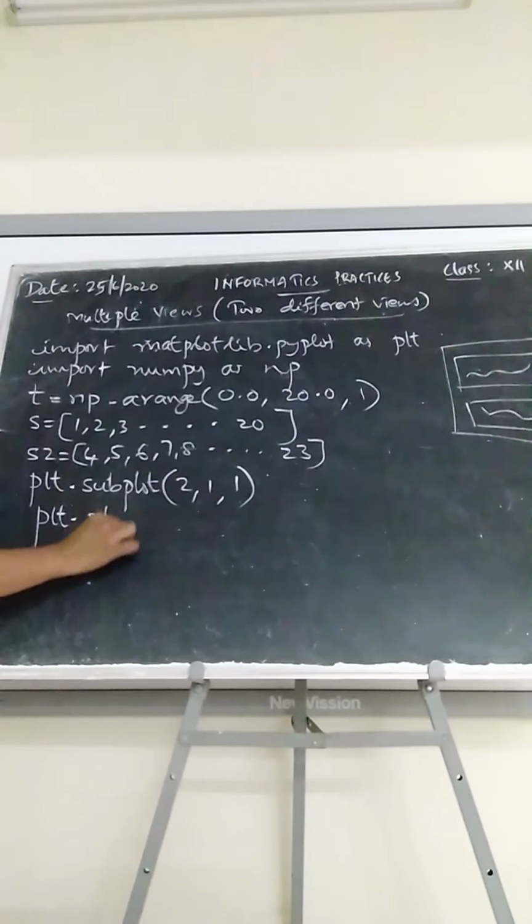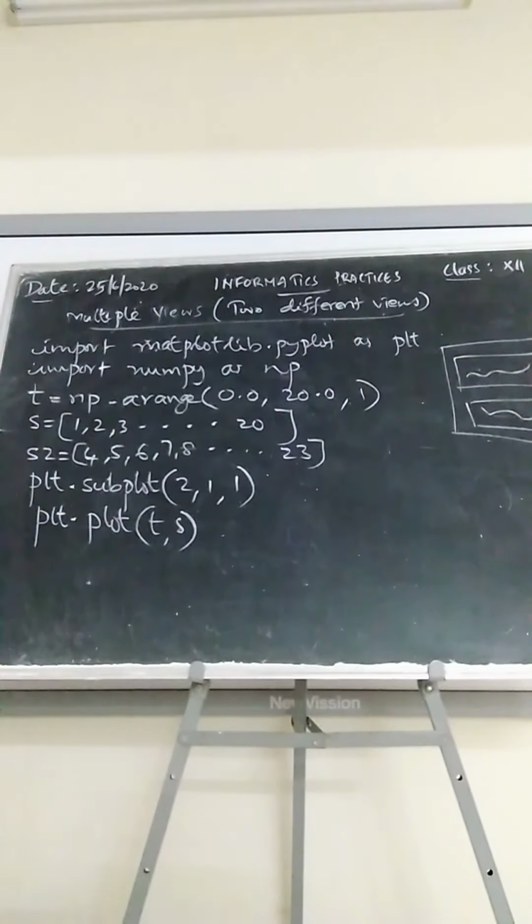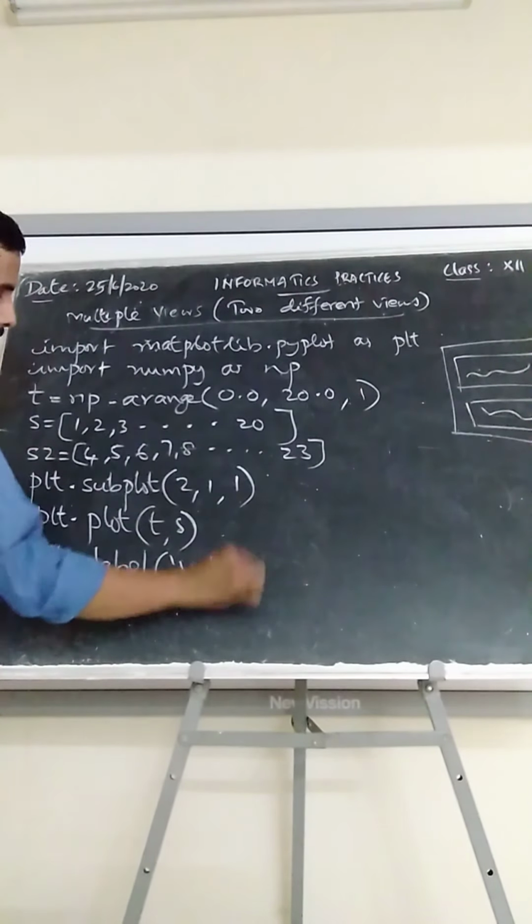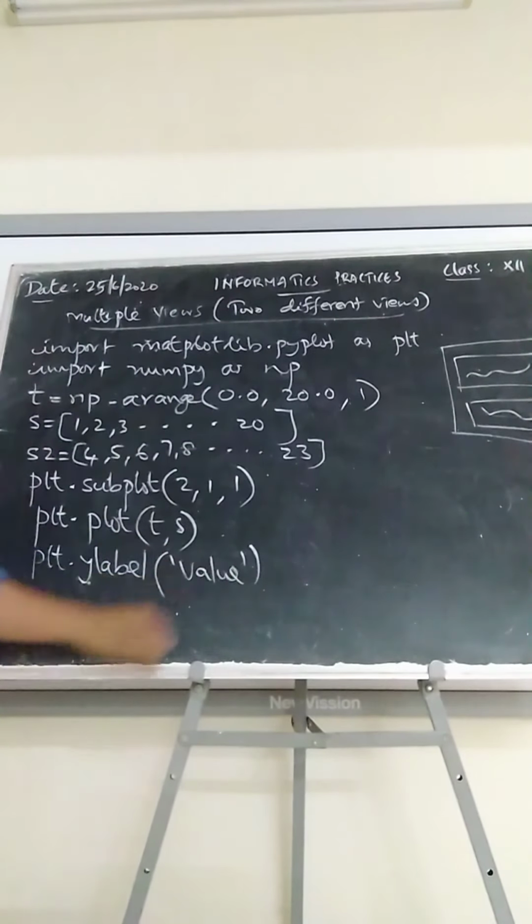plt.plot(t, s). Then the next one, which we did last class, plt.ylabel, the y label value. Then plt.title, first chart.